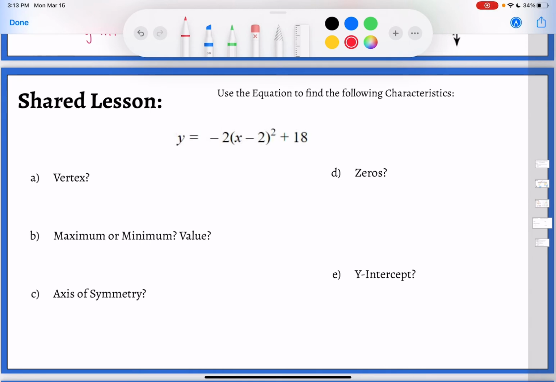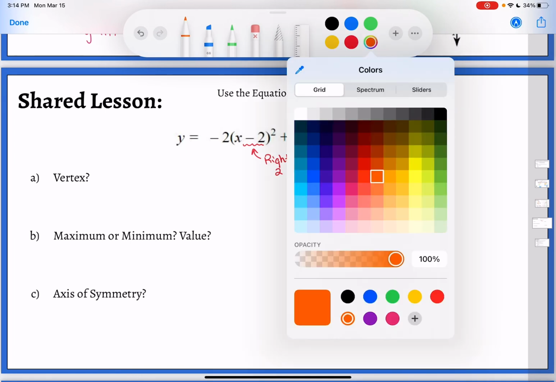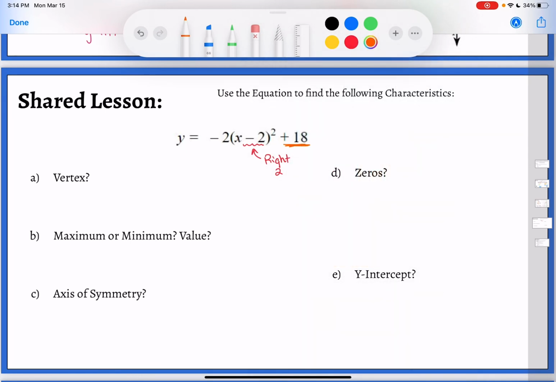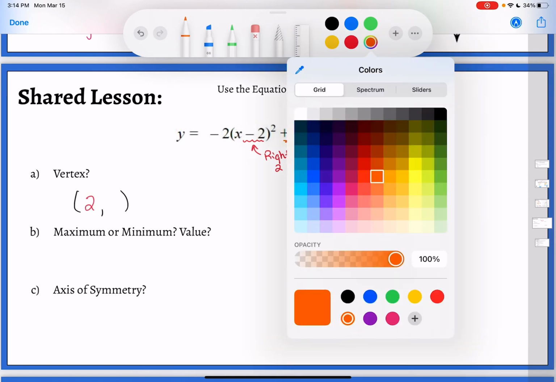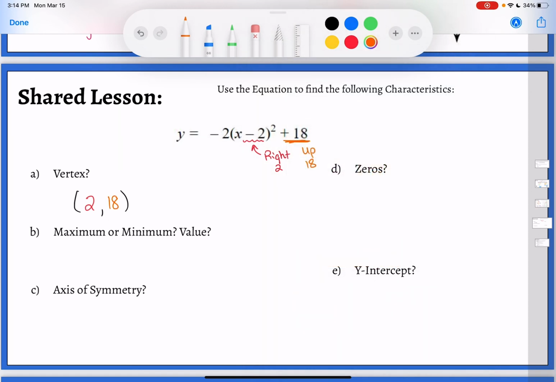So when I am adding or subtracting inside the parentheses, that moves me left or right. So when I'm subtracting inside the parentheses, that means that I have moved right 2 units, right? -2 is right 2 when it's inside the parentheses. Okay, and then adding 18 at the end means that I'm moving up 18. So my vertex would be right 2, which is +2, and up 18, which is +18. So my vertex would be the point (2, 18).